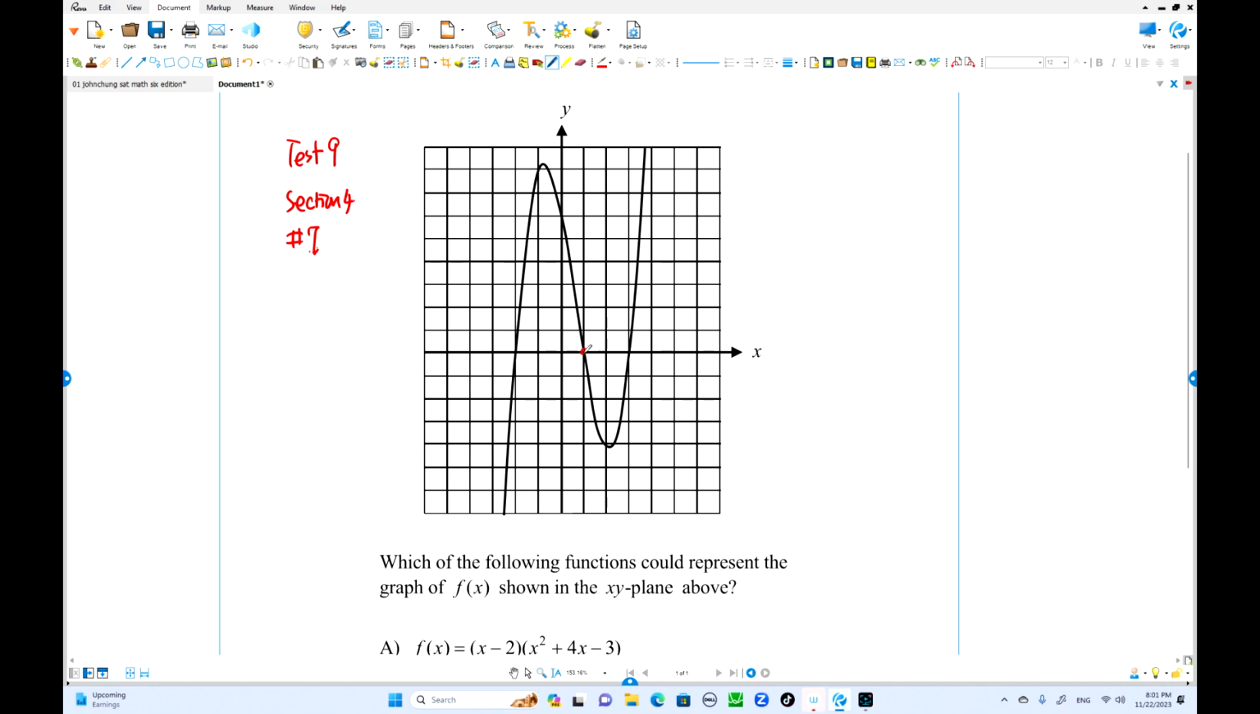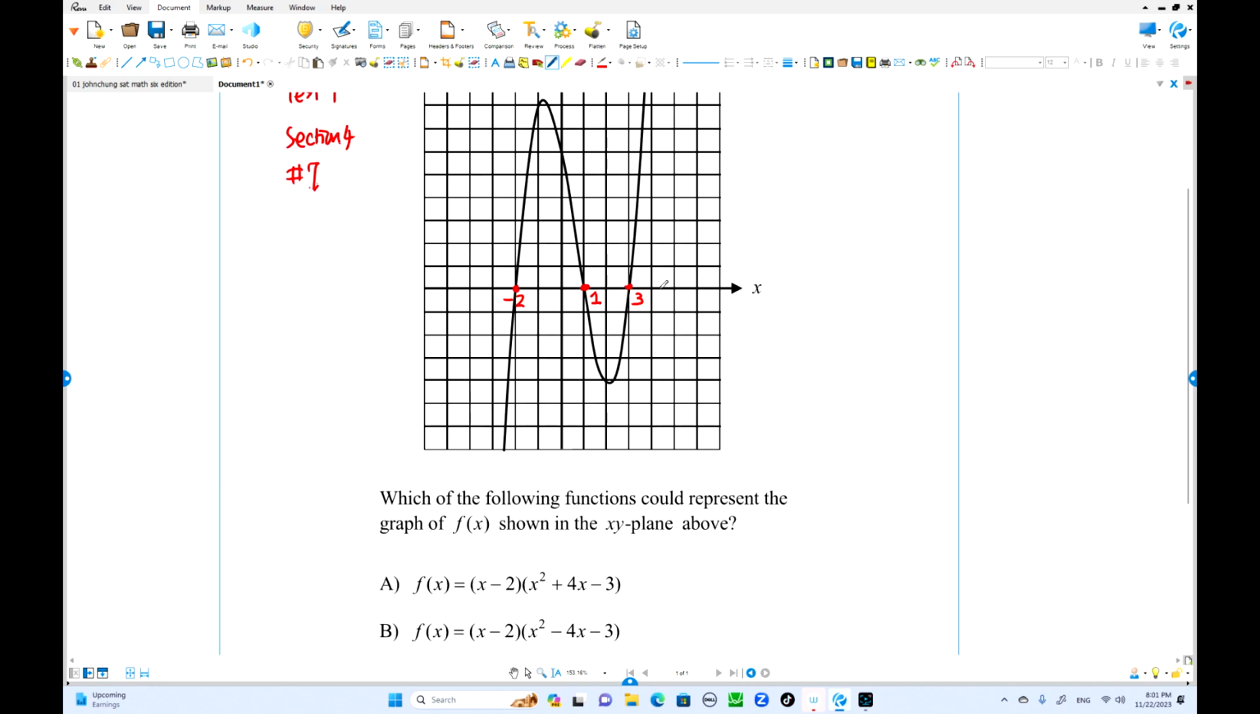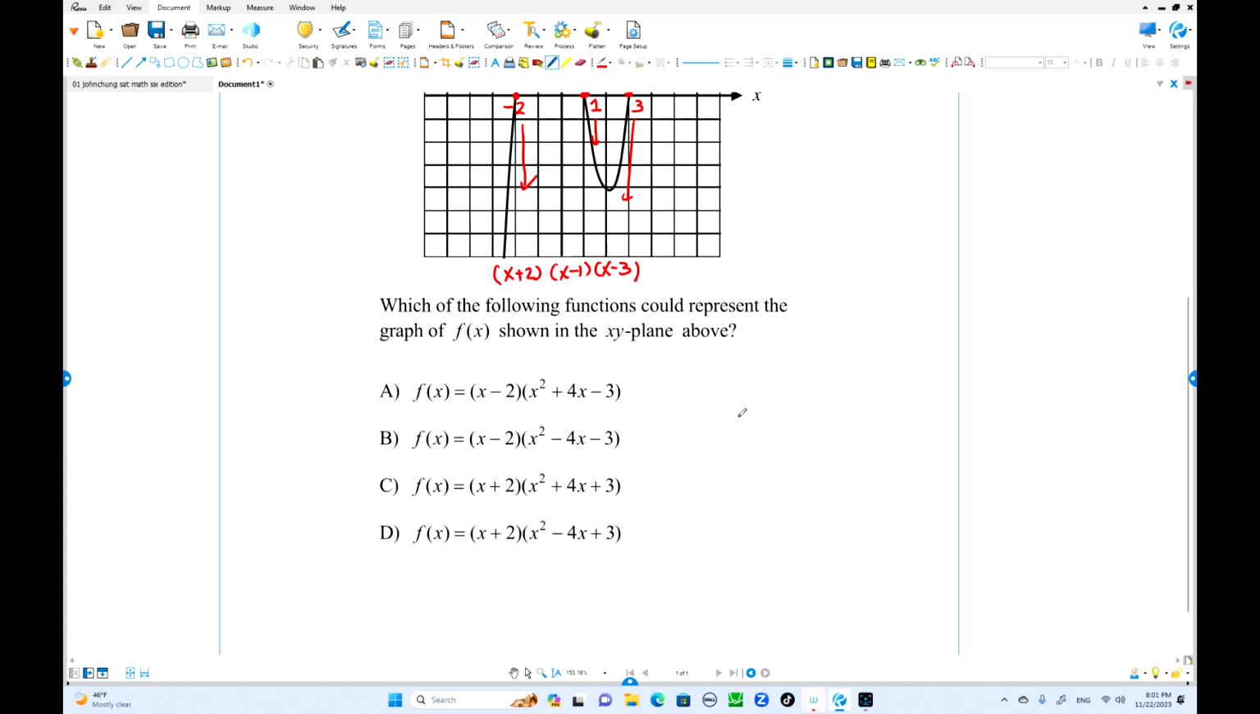Okay, these three x-intercepts, you can go back there, right? This x-intercept is negative 2, this is 1, this is 3, okay? So each x-intercept creates what? Three linear factors. So it should be x plus 2 for this one, the second one is x minus 1, and x minus 3 over here, okay? So which one is the correct answer?